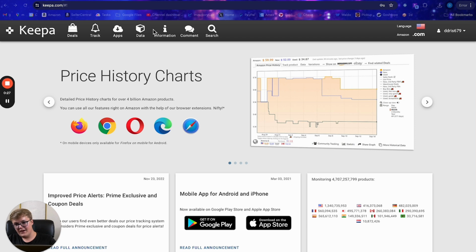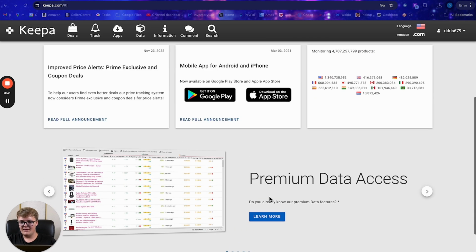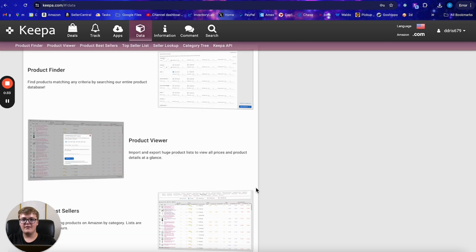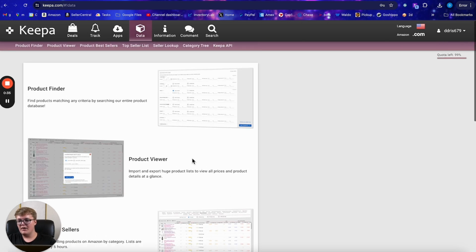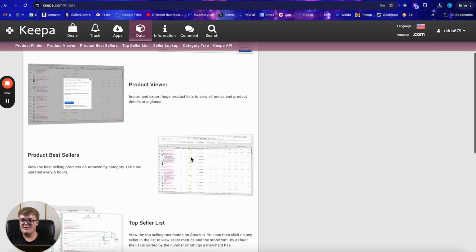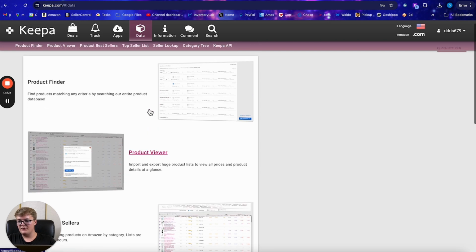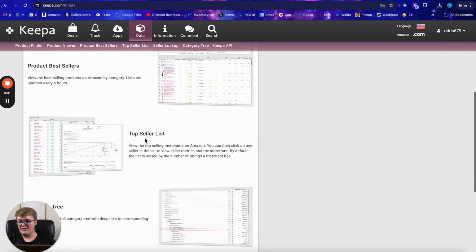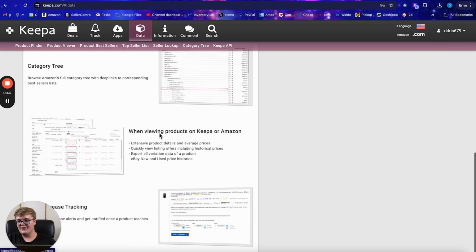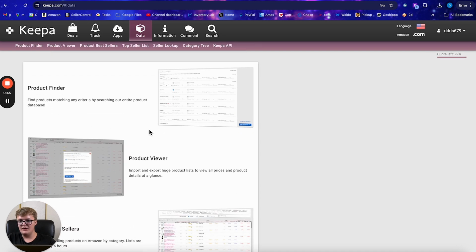So let's check out their website right here. I believe their cheapest plan is $20 a month or something like that. There's a free extension, but it just doesn't show you all the data that you need to know. Like product viewer is really good. It'll tell you the bestseller rank, top seller. It's going to just have a lot more information for you.